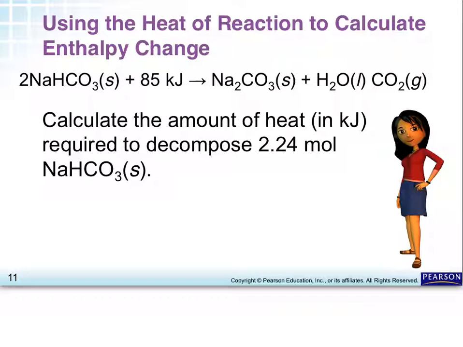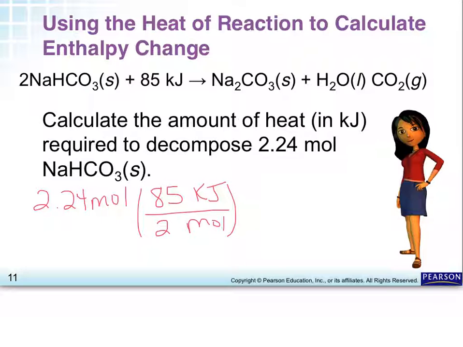So here we can use the enthalpy change to determine the total amount of heat required. So if I had 2.24 moles of the sodium bicarbonate, we could use a ratio that it takes 85 kilojoules for every 2 moles. Where'd I get that? Here and here. So 85 kilojoules for every 2 moles. So then we come up with 95.2 kilojoules as the amount of heat required for that number of moles.